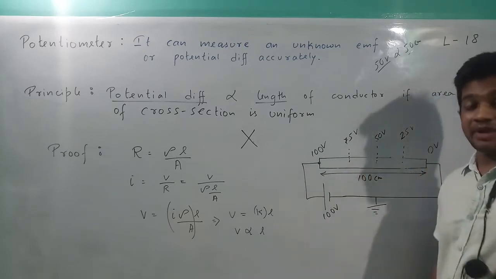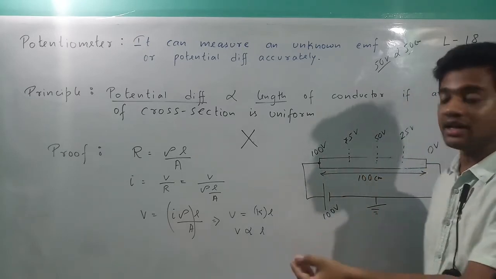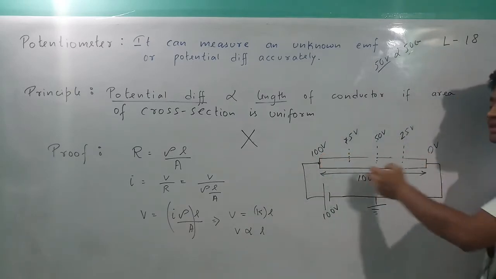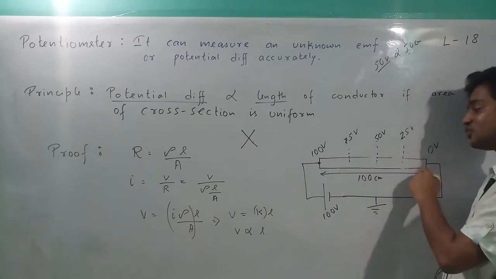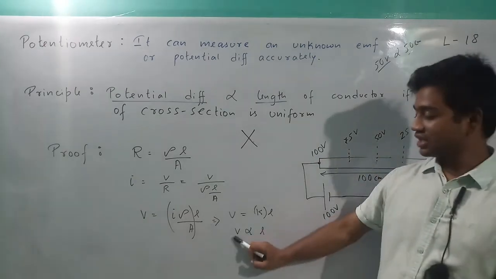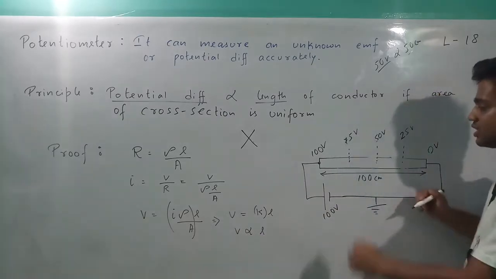And it is happening very linearly. Why is it happening linearly? Because the wire is linear and the area of cross section is same. Therefore, if it is 100 volt here, if it is 0 volt here, exactly in the middle, 50 volt will be there. And this is what it says. Potential difference is proportional to length.